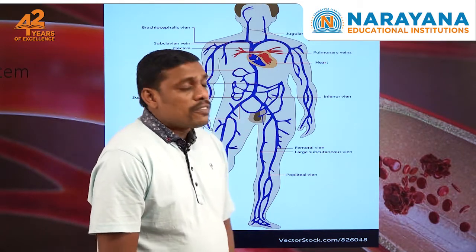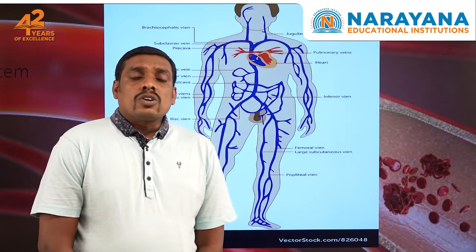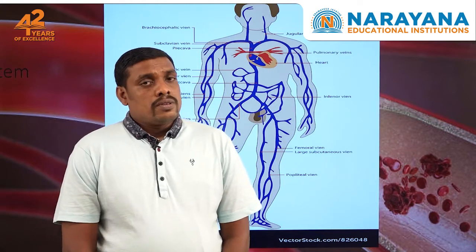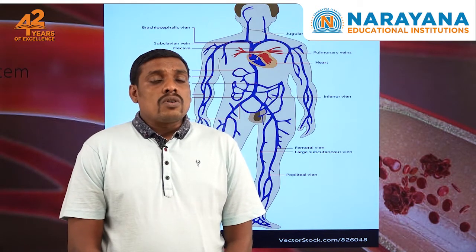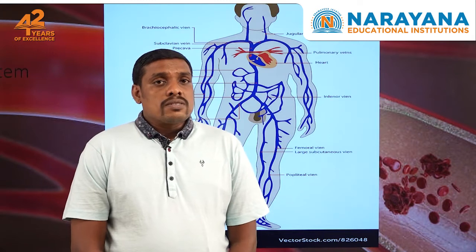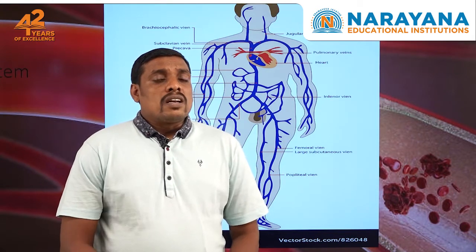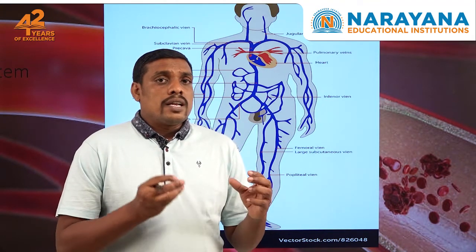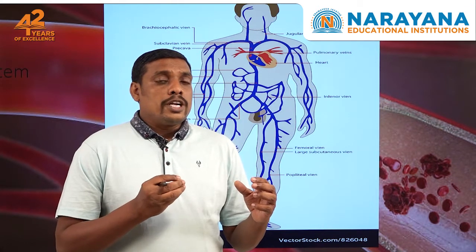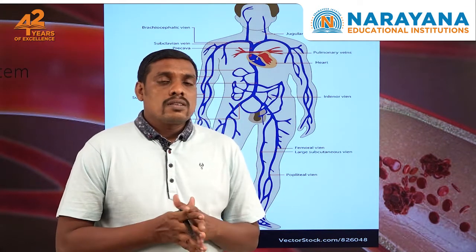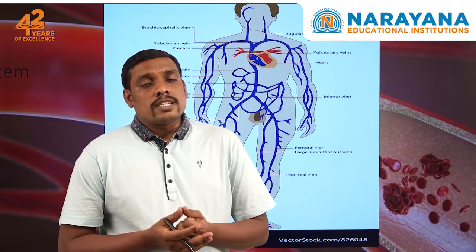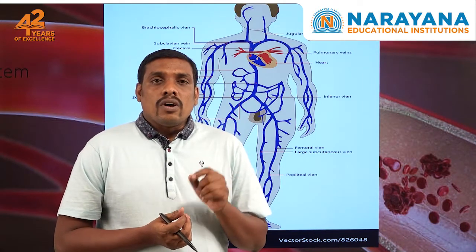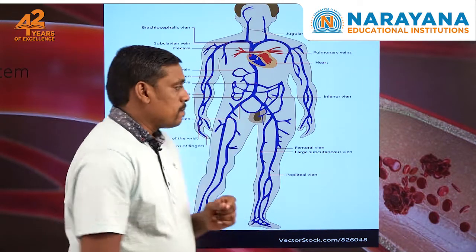Whereas if you see, the pulmonary vein is quite different from the pulmonary artery. The pulmonary vein receives oxygenated blood from the lungs and transfers this blood into the auricles. Which auricle receives the oxygenated blood in the heart? Left auricle receives oxygenated blood.